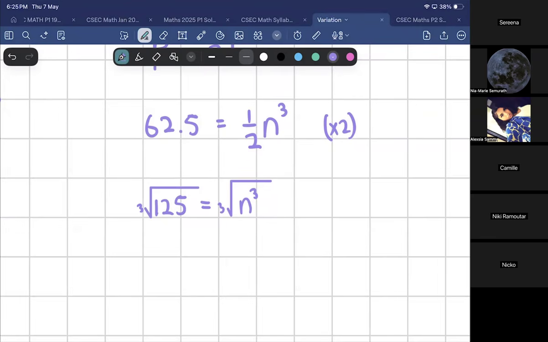Yeah, the cube root of 125 is supposed to be 5, because 5 by 5 by 5 is 125.